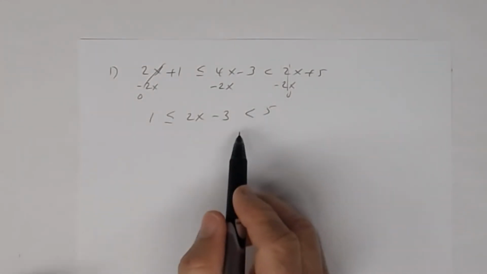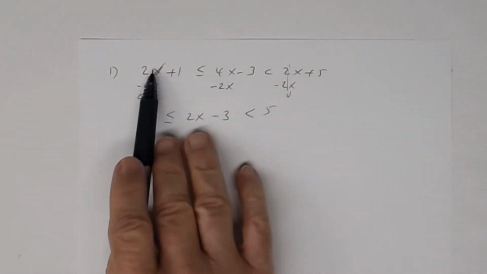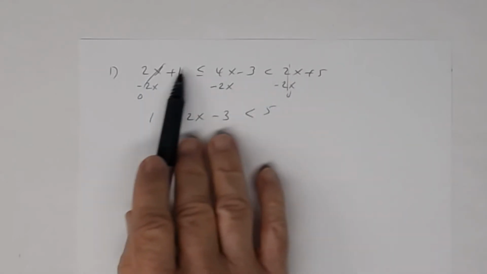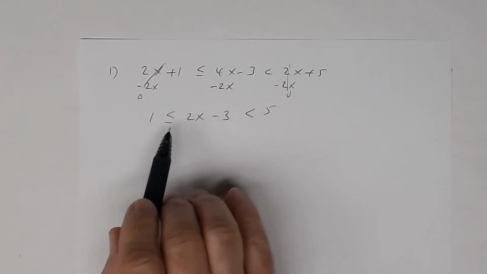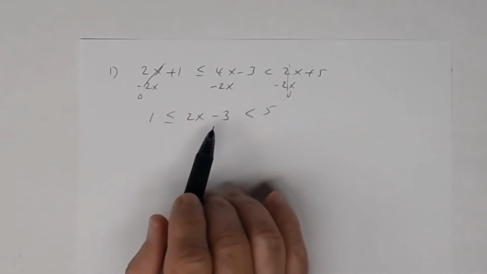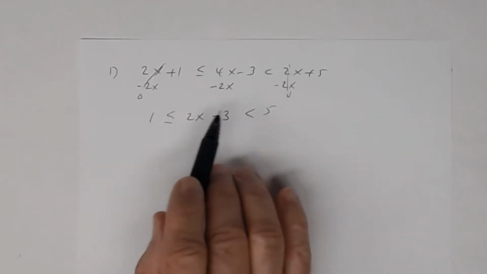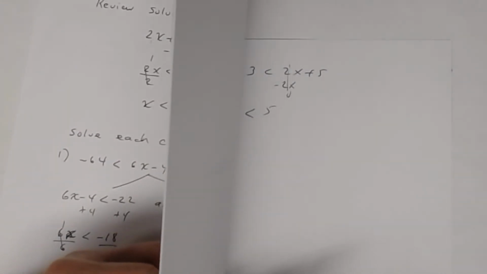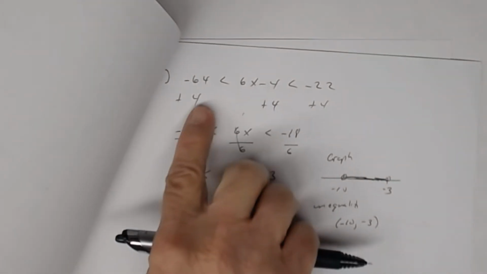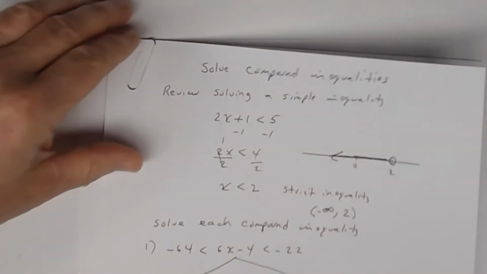And now this becomes very simple. I went from this compound inequality that had variables in all parts to an equivalent compound inequality that has the variable only in this part. So if you go back to the previous lesson that we did, it now looks something like this. Okay? All right.